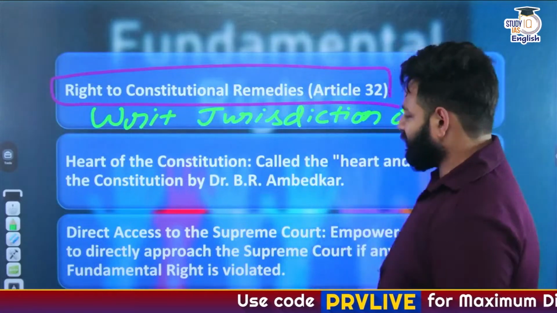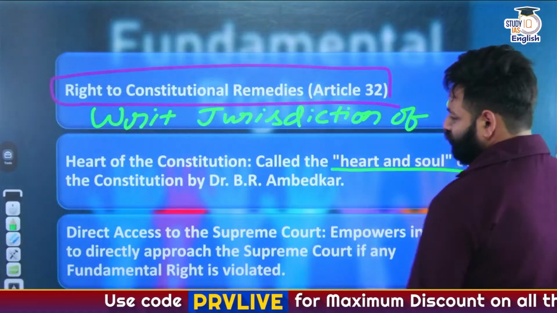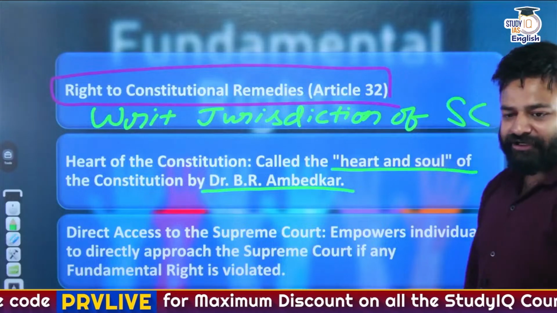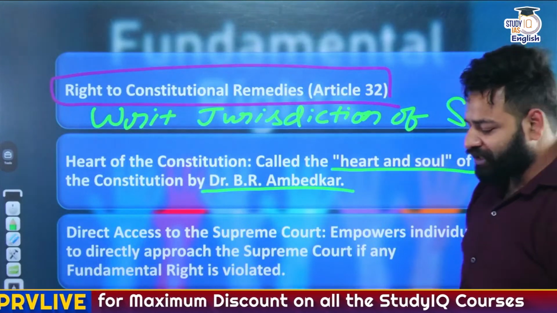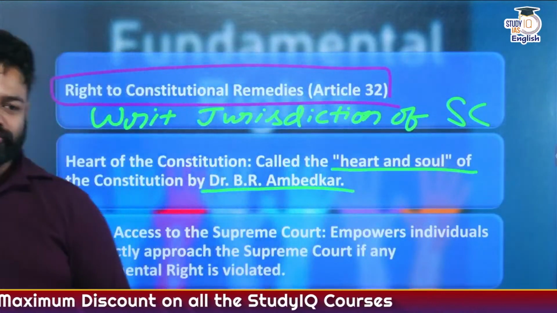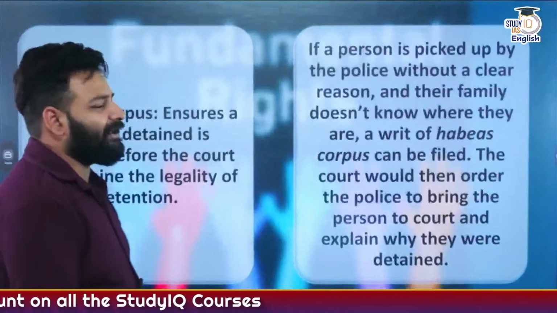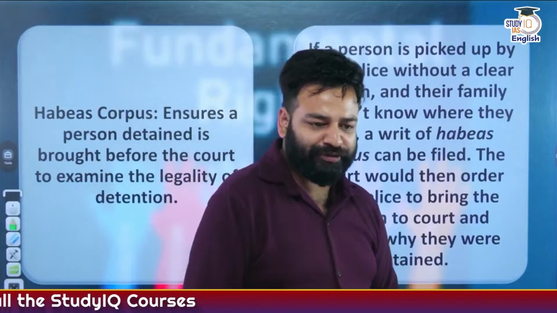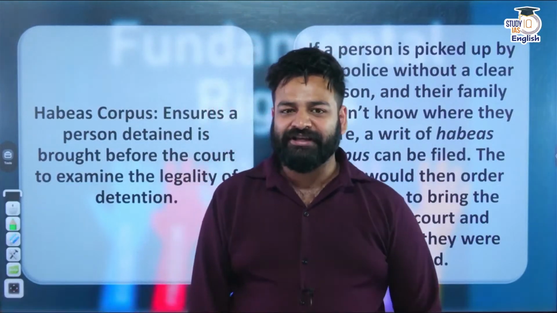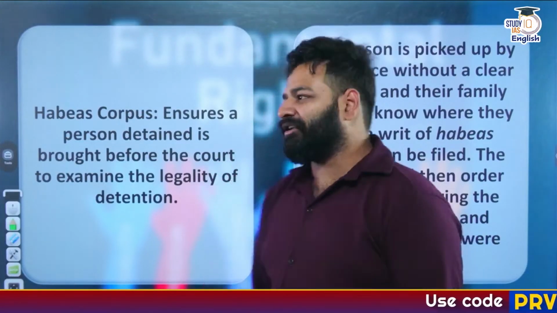What is the term actually? The heart and soul of the Indian Constitution, by the great Dr. B.R. Ambedkar. So constitutional remedies, as well as the other name, writ jurisdiction. Using Article 32, the Supreme Court can issue 5 types of writs. The first such is habeas corpus, a Latin term.